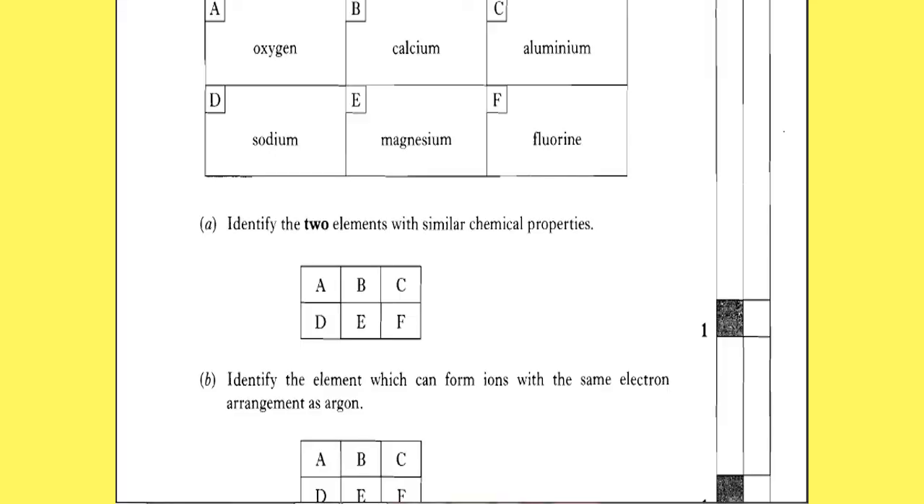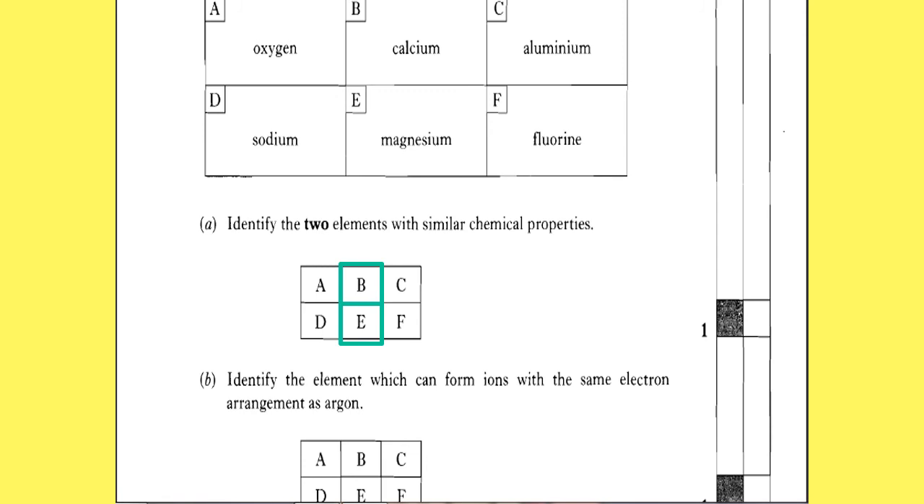So now we've got our set of past paper questions from a National 5 exam. You can take your time to try these, pause the video to give yourself more time. But the first one is identify two elements with similar chemical properties. What they're looking for in that question, if you've got similar chemical properties, that means two chemicals that are in the same group. And the answer to that one is magnesium and calcium, B and E.